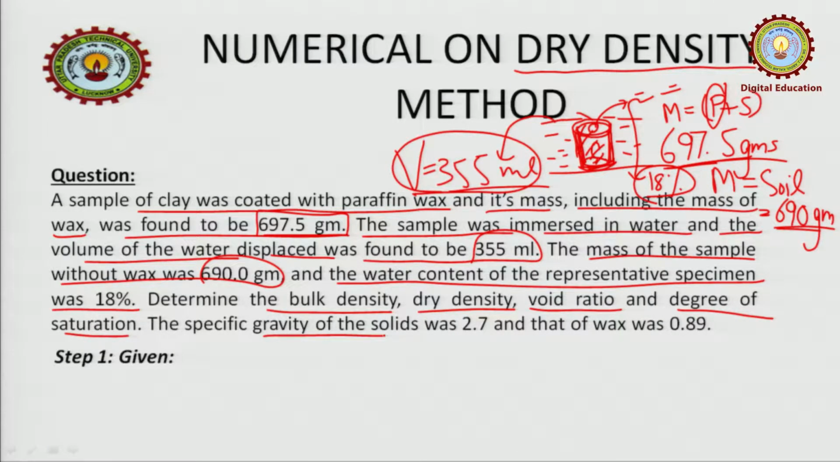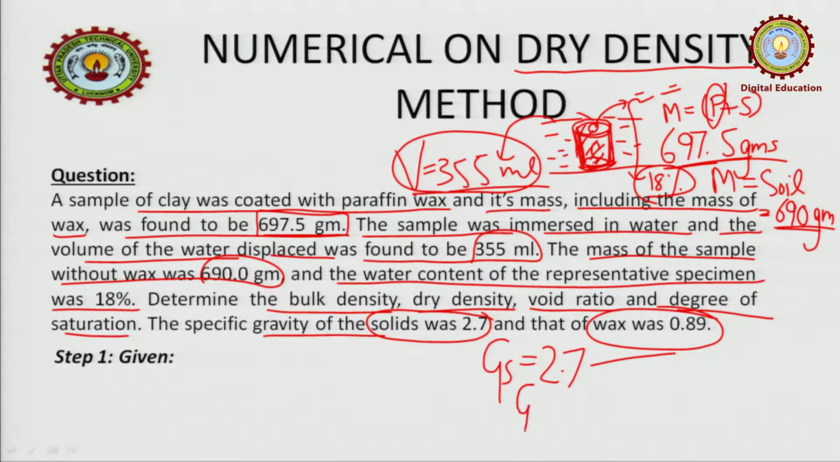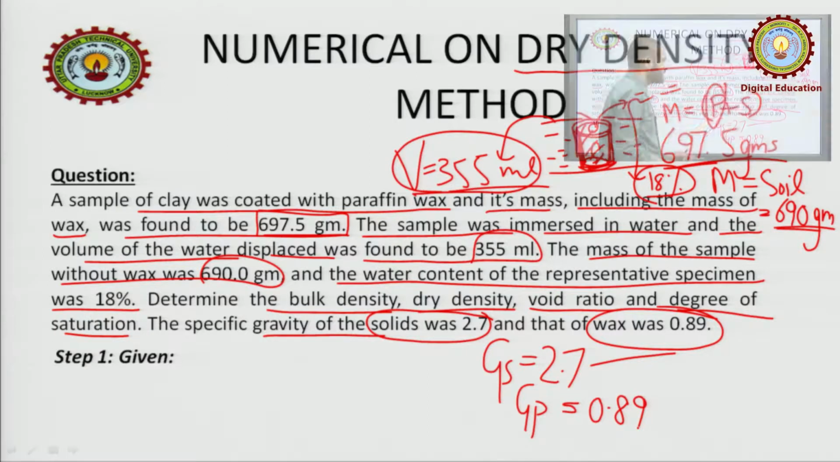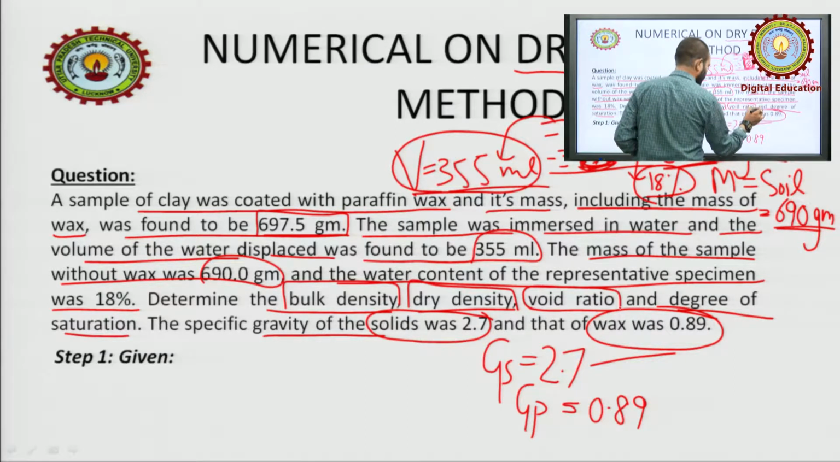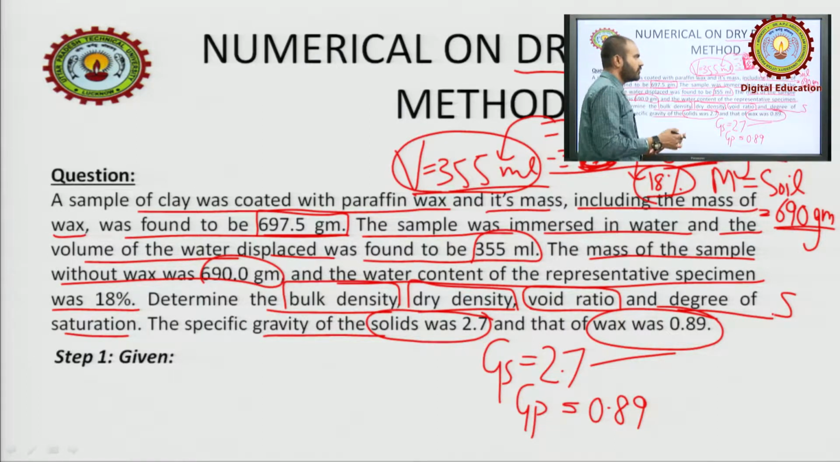The specific gravity of soil solids is 2.7 and that of wax is 0.89. Okay, so this much data is given. For soil it is 2.7 and for paraffin wax it is 0.89. Okay, this is the whole question. We have to find what? Bulk density, dry density, void ratio and degree of saturation, that is S. Okay, so let us see how we will be doing this.